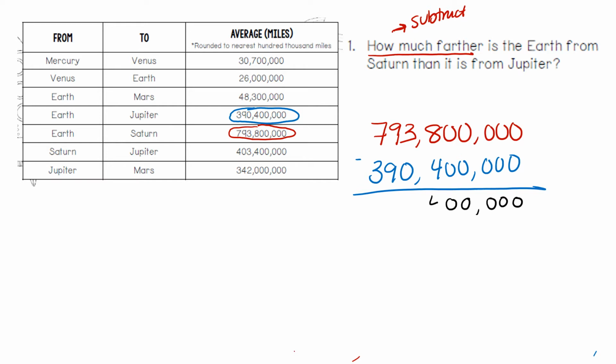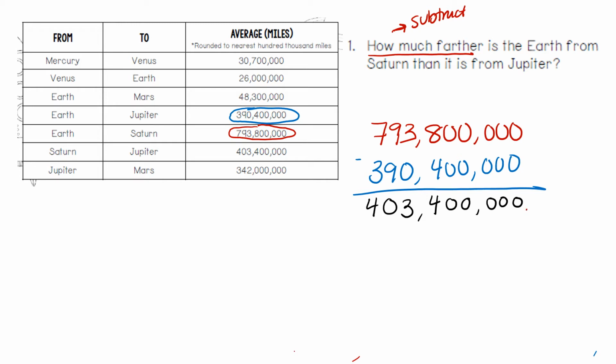8 minus 4 is 4. 3 minus 0 is 3. 9 minus 9 is 0. And 7 minus 3 is 4. Our answer would be 403,400,000. However, we're going to write that answer in scientific notation.